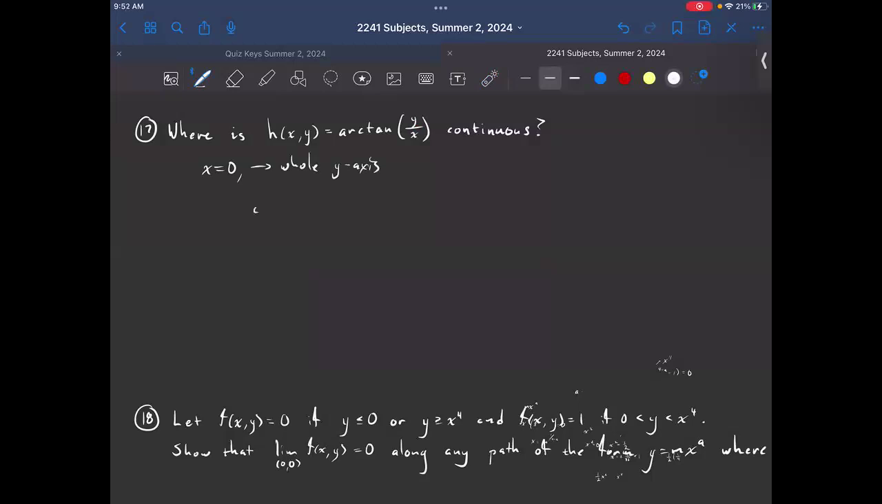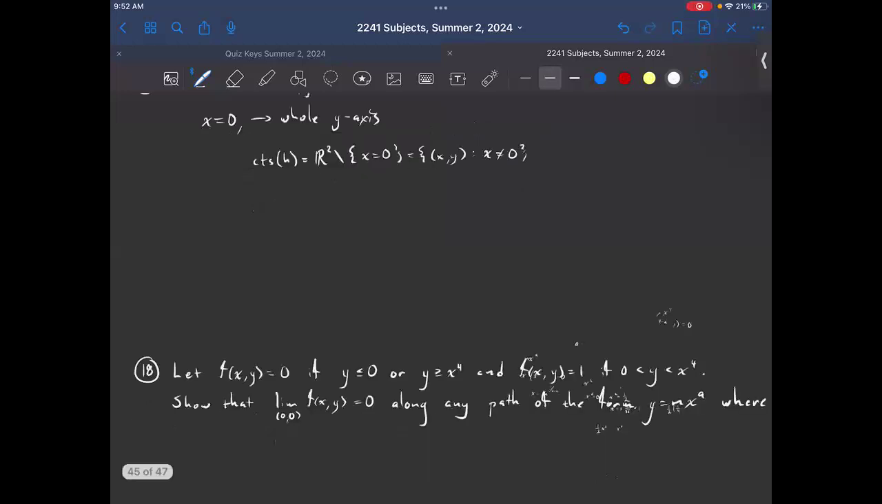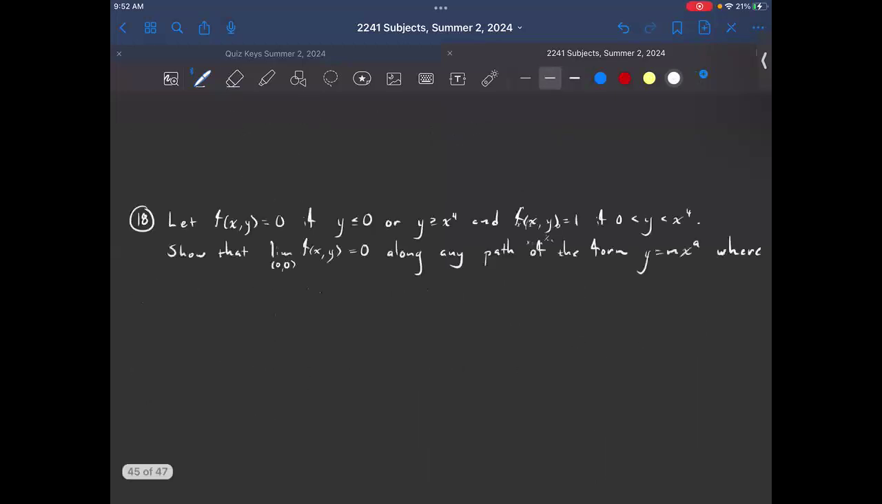And so the domain of continuity for h is everything except x equal 0. Okay, that's all pairs x, y where x is not equal to 0. And that's it. All we're being asked to do here is find the domain of continuity. All right, so let's look at our last problem here.